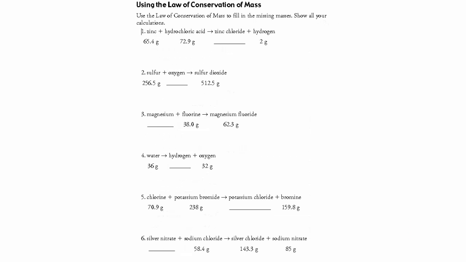Do a little math. As I said, the mass of the reactant side, zinc plus hydrochloric acid, has to equal the mass on the product side, zinc chloride plus hydrogen. I think you can do the algebra, but like I said, I'll go over this at the end of the video.